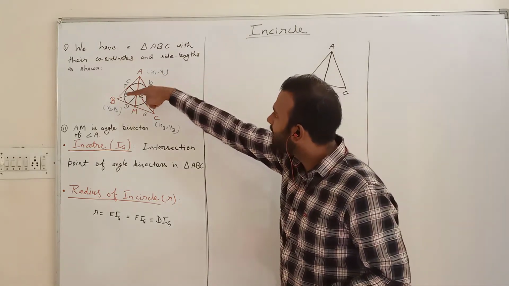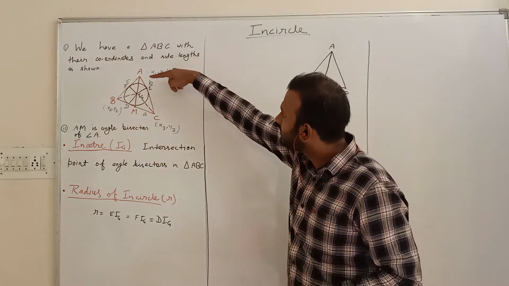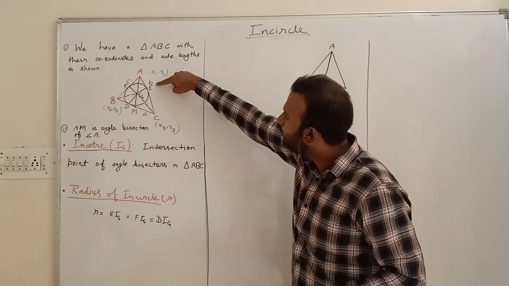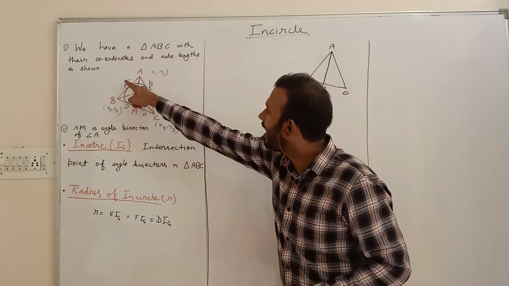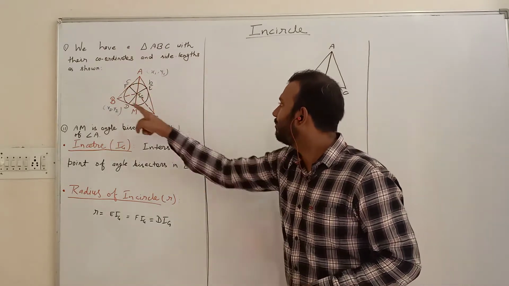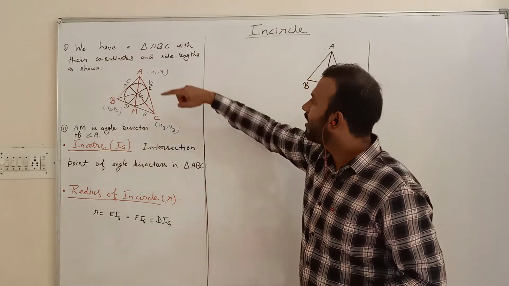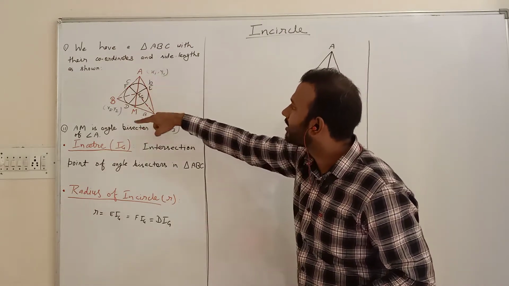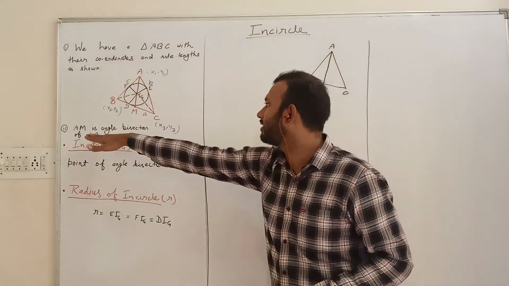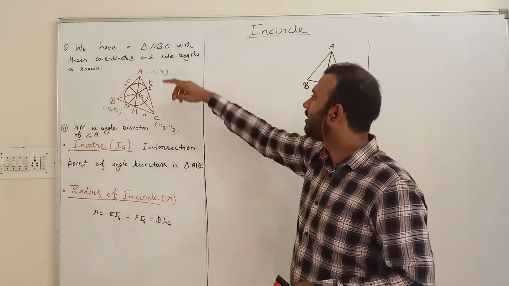We have a triangle ABC, and side lengths AC is given as small b, AB as small c, and BC as small a, and AM is the angle bisector. AM is the angle bisector of angle A, as written here.